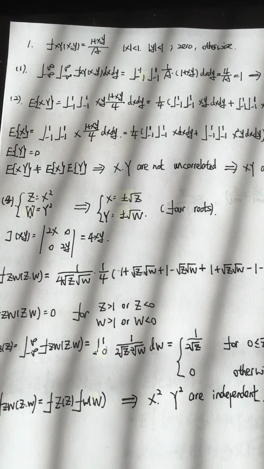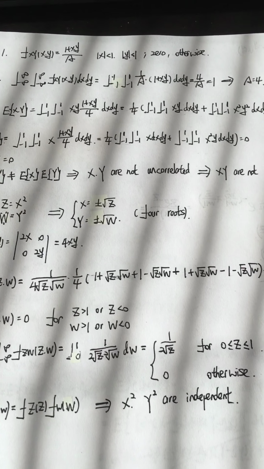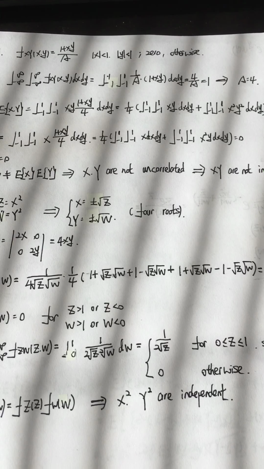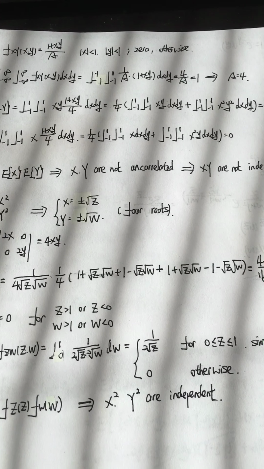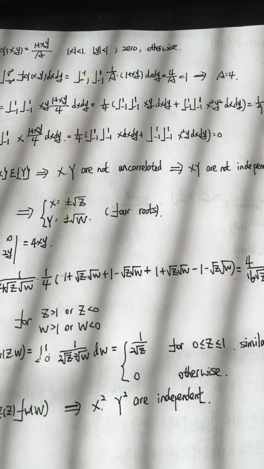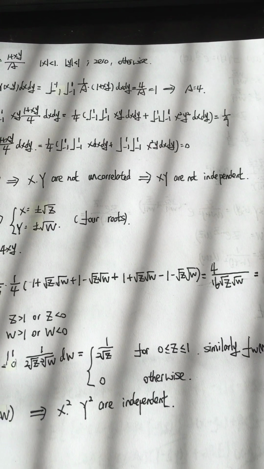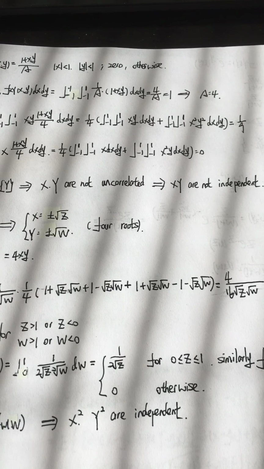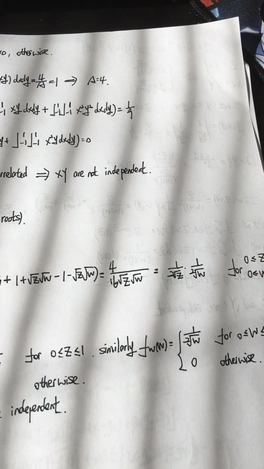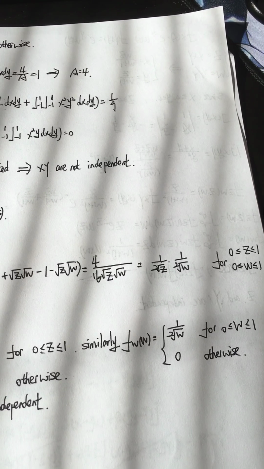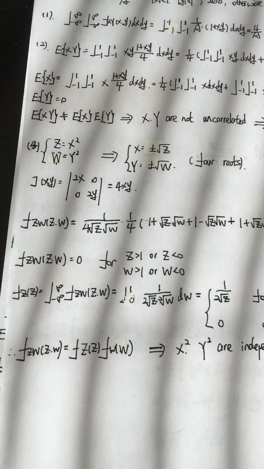So the joint PDF of z omega is equal to 1 over 4 times the square root of z times the square root of omega times 1 over 4, and then we add these 4 roots together, and finally we get that the joint PDF of z omega is equal to 1 over 4 times the square root of z times the square root of omega.